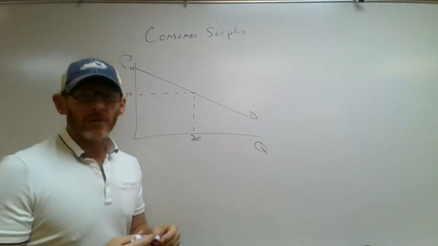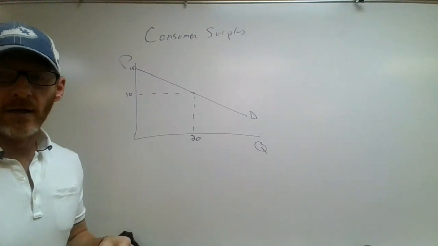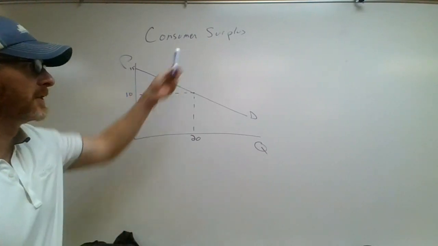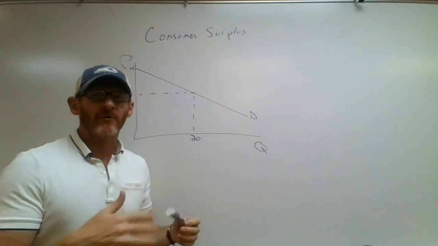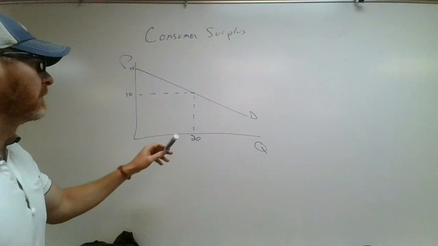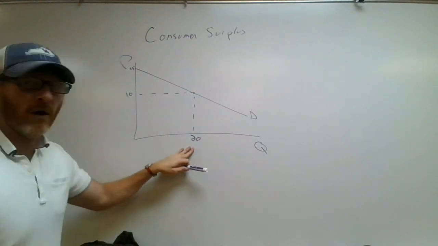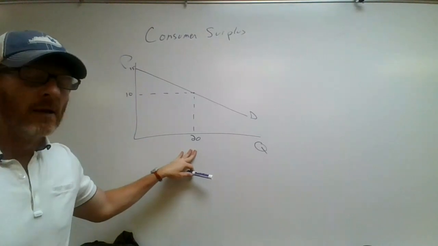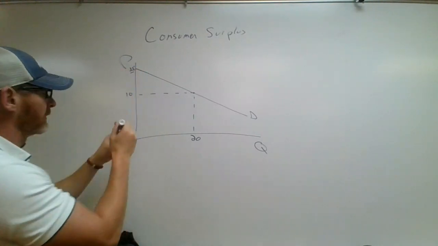Okay, I want to talk about consumer surplus. You can see we're looking at consumer surplus up here. And this is just a demand curve, right? So this demand curve is a graphical representation of behavior, okay? And you can see that this demand curve, we're going to have our price be 10 and our quantity be 20, okay?